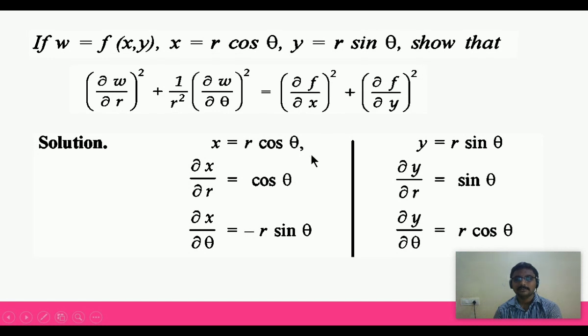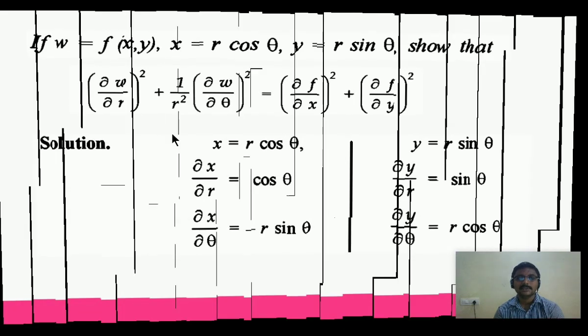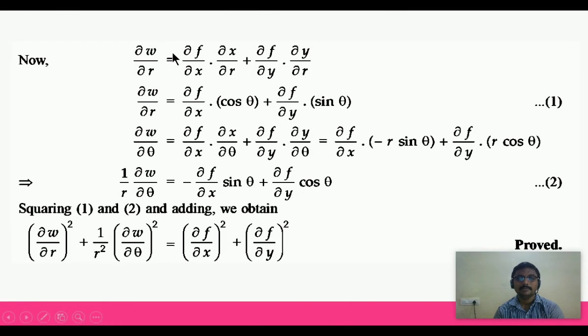Solution: given x, y, which are differentiated partially with respect to r, keep θ as constant, while differentiating partially with respect to θ, keep r as constant. With r constant, the derivative of cos θ is −sin θ. Similarly obtain ∂y/∂r and ∂y/∂θ. Now ∂w/∂r is obtained by using the chain rule, and using the above calculated partial derivatives. Similarly ∂w/∂θ, substituting the above computed partial derivatives.